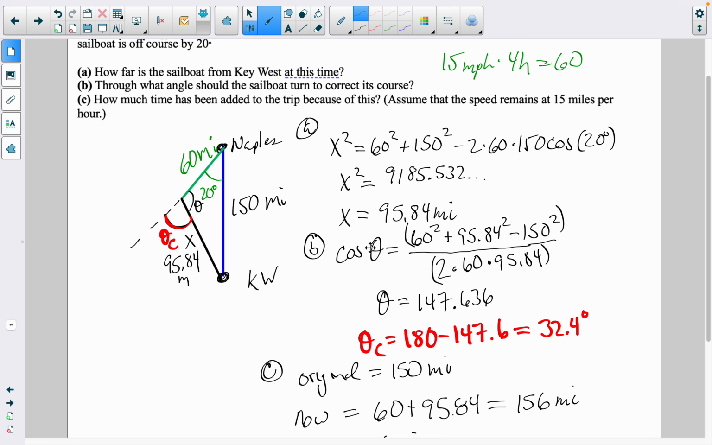Again, you can use either law of cosines or law of sines. It's up to you. Things to remember: take the square root, use parentheses correctly. And there you have it.